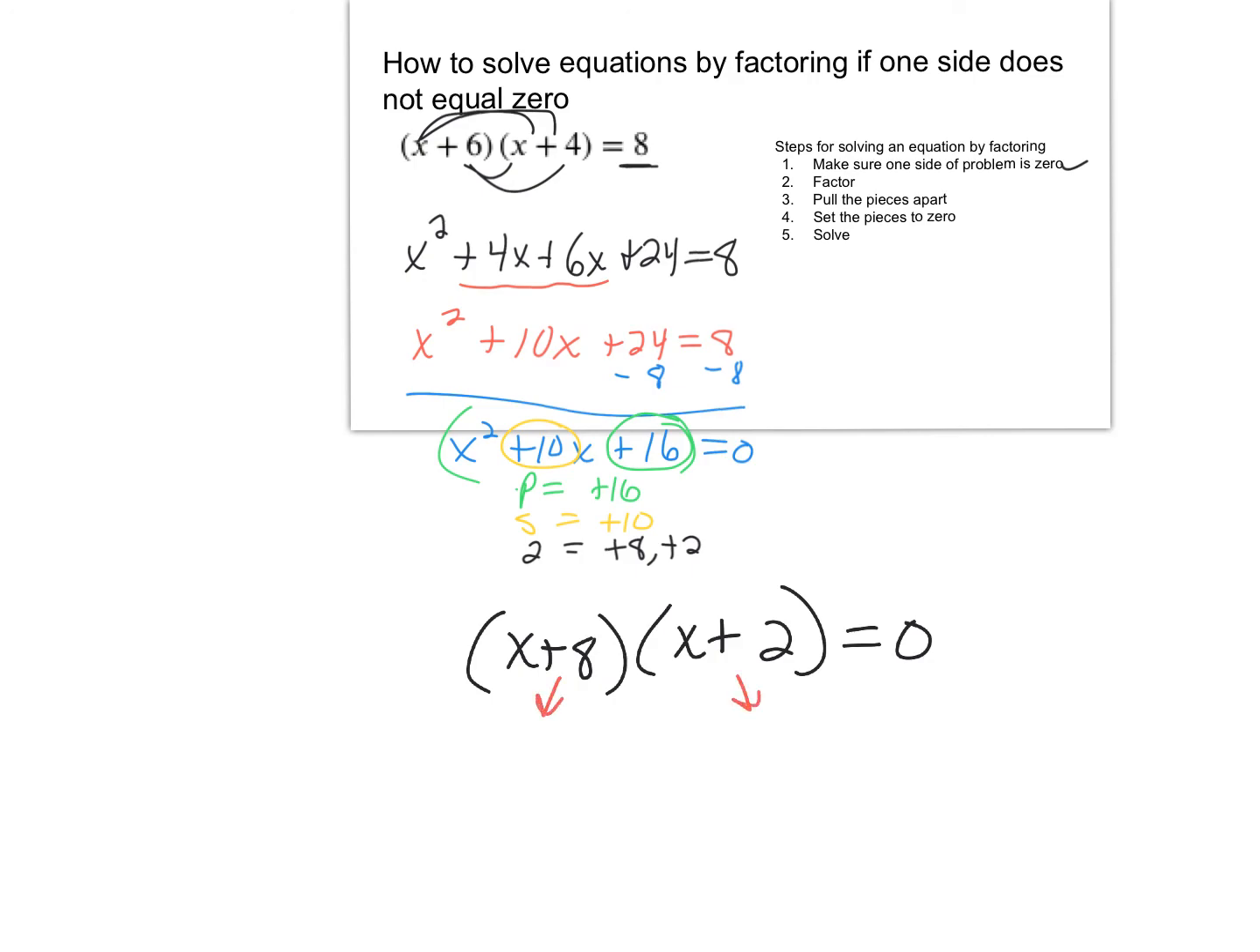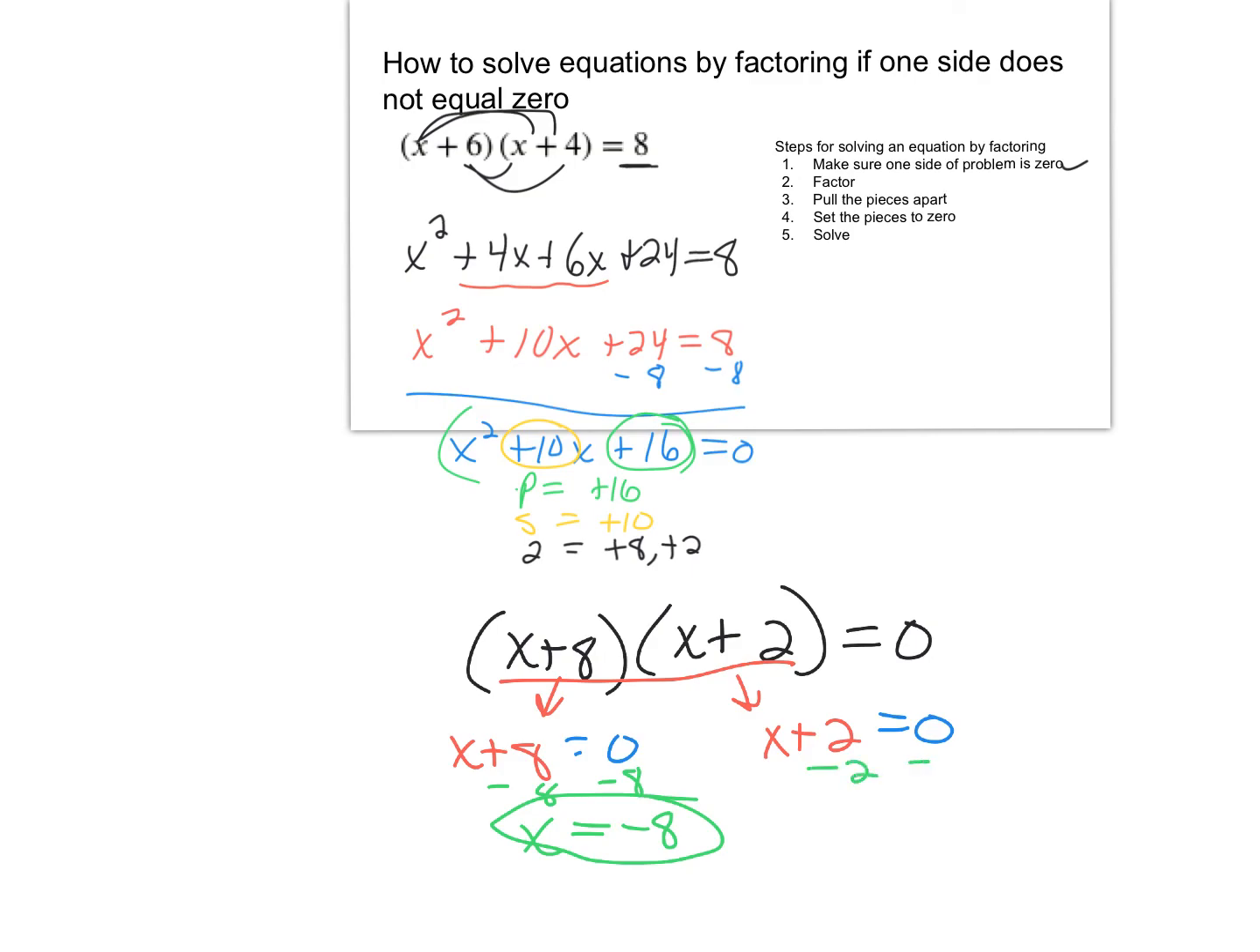All right, so now we factor, but again, I can't factor anything in here. There's no exponents. So pull the pieces apart. x plus 8, x plus 2. Set the pieces to 0. Now solve the equation. Minus the 8s. x is negative 8. Here, x plus 2 equals 0, minus the 2s. So x equals negative 2.